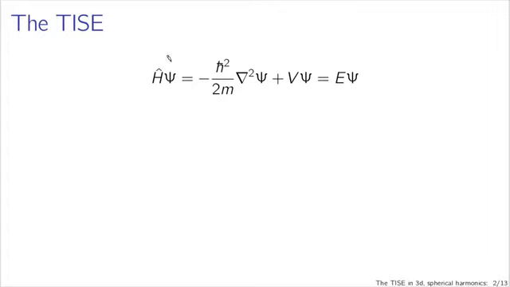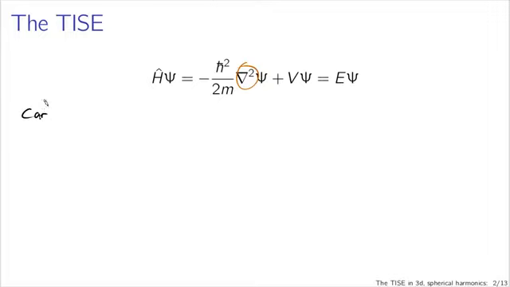The Hamiltonian operator acting on psi is, as before, some kinetic energy operator, p squared over 2m, plus a potential energy operator, V times psi, gives us just a constant E, a separation constant from separation of variables, times psi. Now, the really crucial part of this is this Laplacian, del squared.